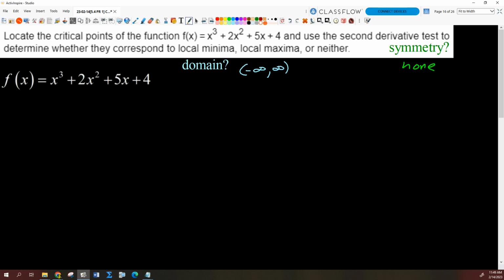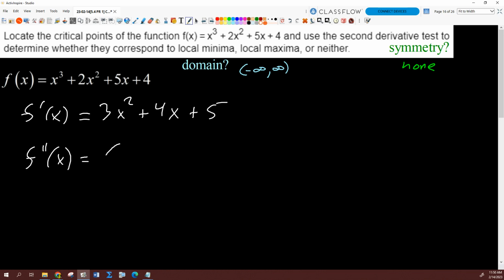Okay, let's differentiate. Again, polynomial, so super easy, right? Correct me if I make a mistake here. So what are we going to get? 3x squared plus 4x plus 5 is our first derivative. Second derivative, 6x plus 4. Real quick, what are the zeros of the first derivative?